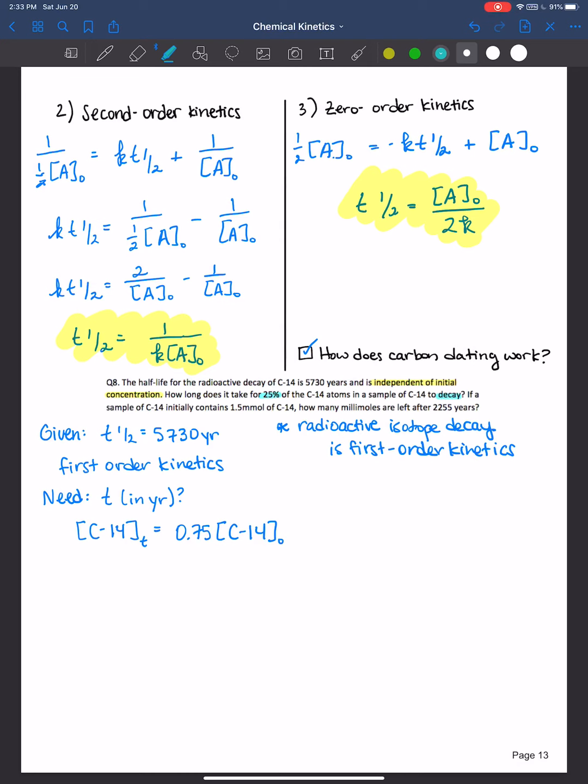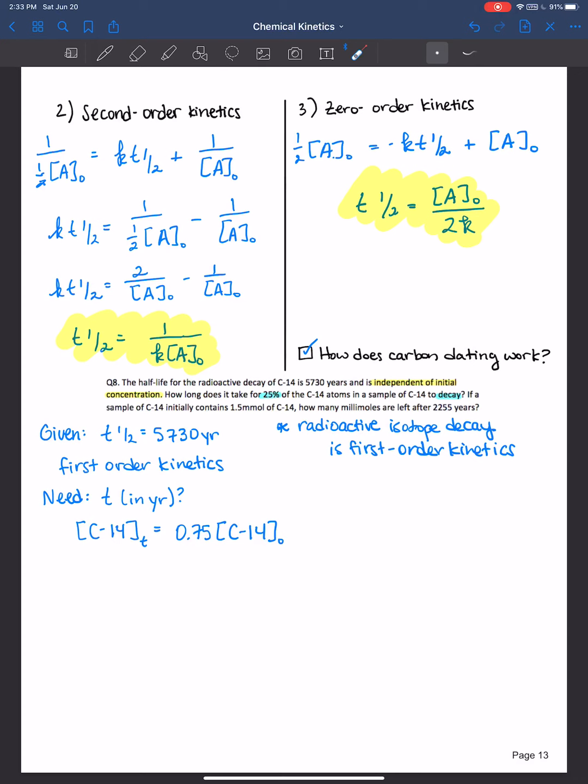So if we lose 25%, we're left with 75% of the sample, and I already converted that to the fraction 0.75. So for the sample, we want to figure out what time is when we have 75% of the sample left, because 25% of the initial carbon-14 already decayed.